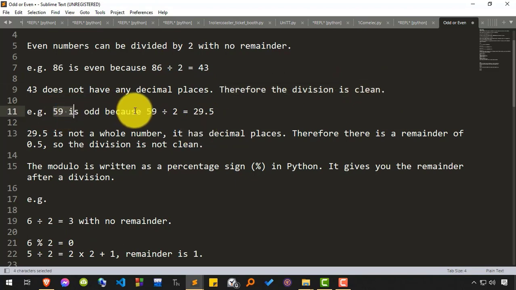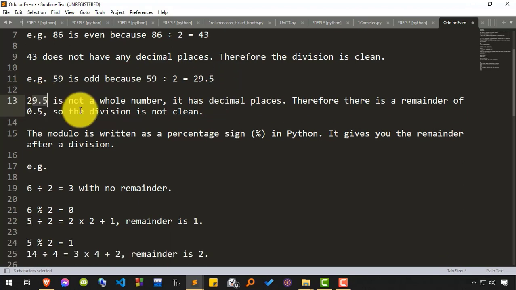Okay, 59 is an odd number because 59 divided by 2 is 29.5. May puwaki, may remainder na bilin. 29.5 is not a whole number. It has a decimal place, therefore there is a remainder of 0.5. So division is not clean.